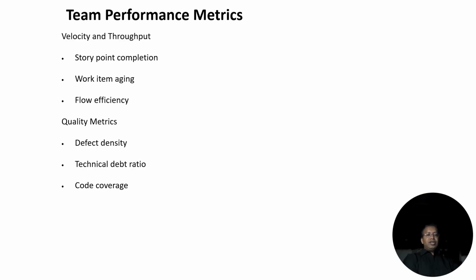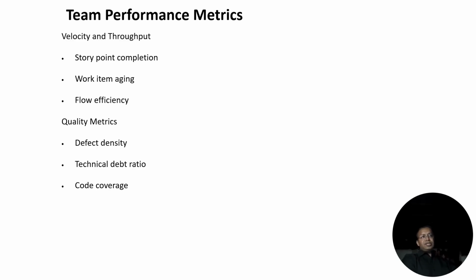Then we move on to another way of looking at team performance metrics, including velocity and throughput. And what does it mean in terms of what an agile leader is supposed to be doing? Throughput and velocity are both metrics that measure a team's capacity to deliver work. As an agile leader, she has to be able to measure the different things. Throughput measures the quantity of work completed, while velocity measures the rate at which work is being completed by the team members. So, the story point completion, work item aging, flow efficiencies.